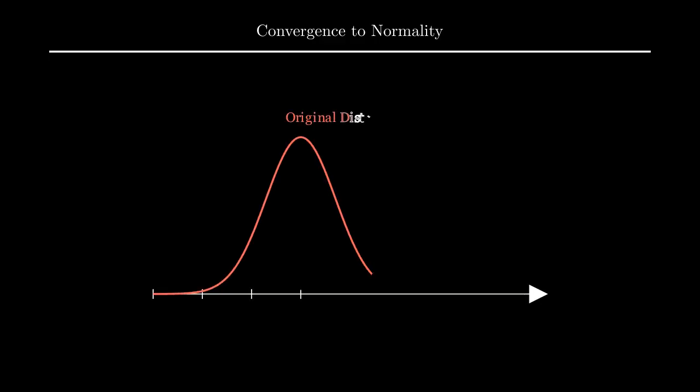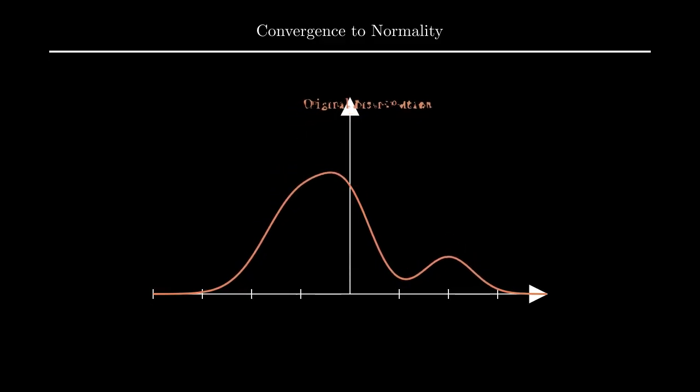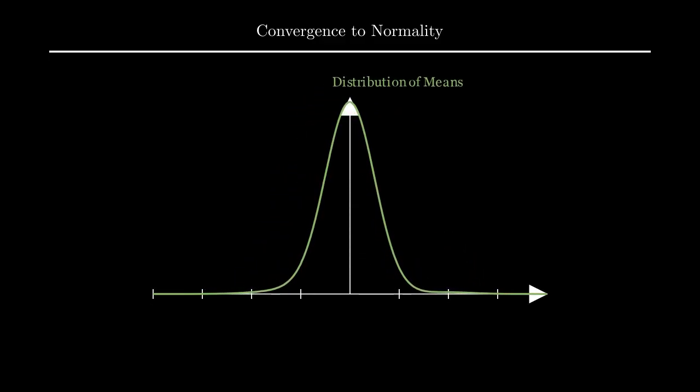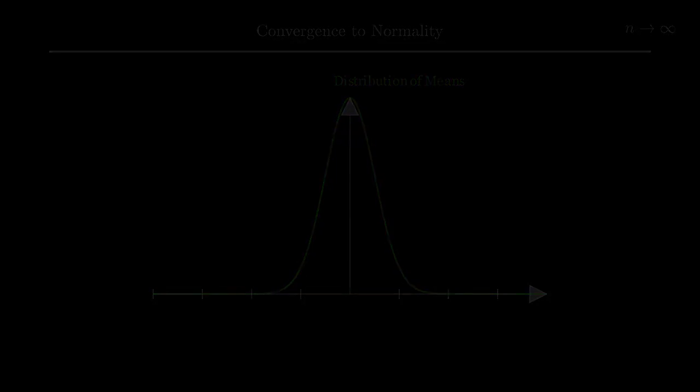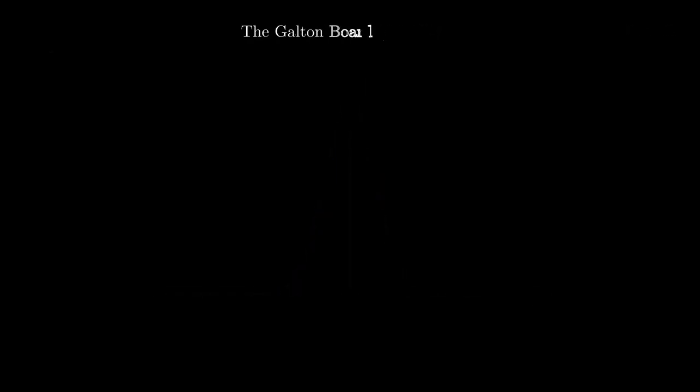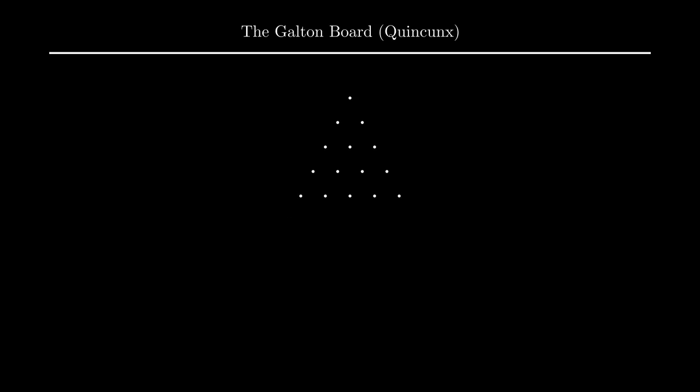The law of large numbers tells us that as our sample size grows, the sample mean gets closer to the true population mean. But the central limit theorem goes further. It doesn't just tell us where the center is, it tells us the shape of the uncertainty. Regardless of whether the original data was flat, skewed, or weirdly shaped, the distribution of the means will always converge to a normal distribution as the sample size n increases.